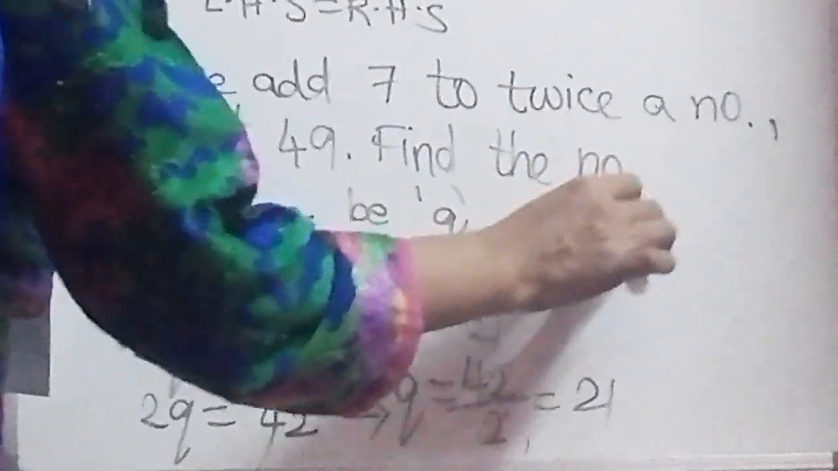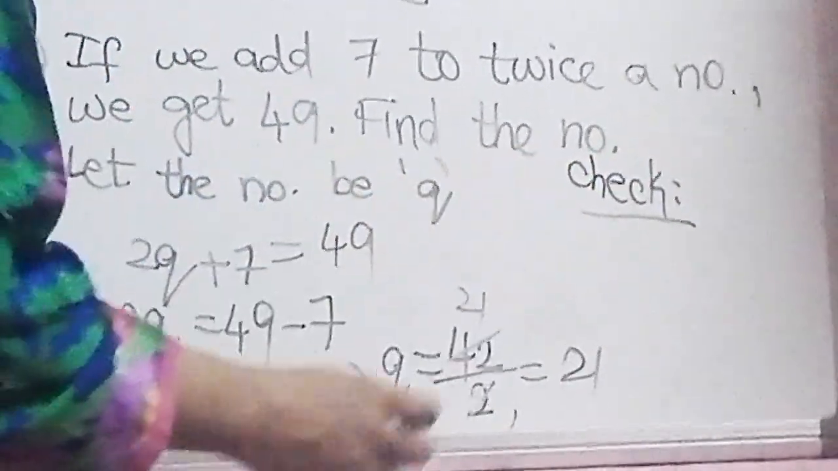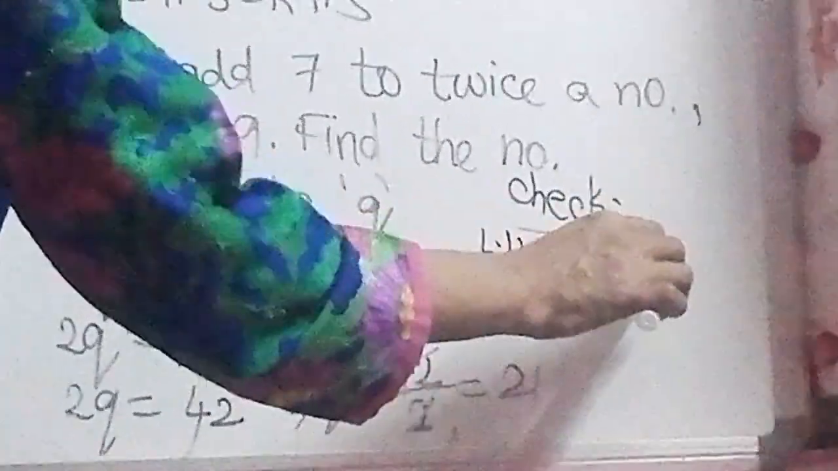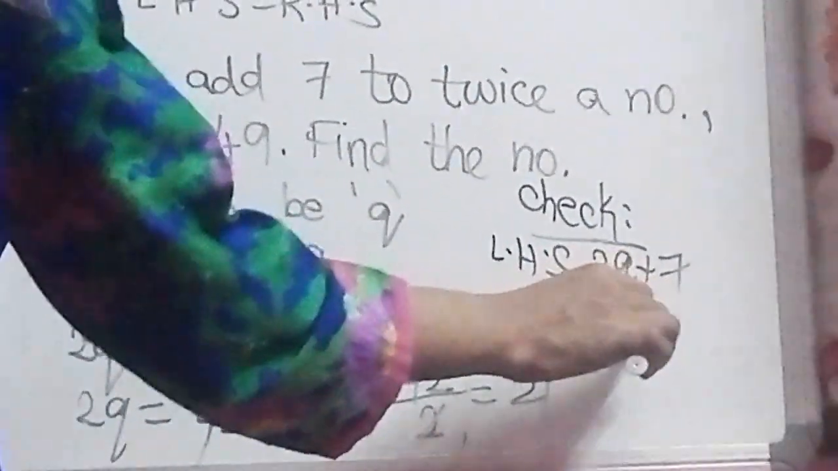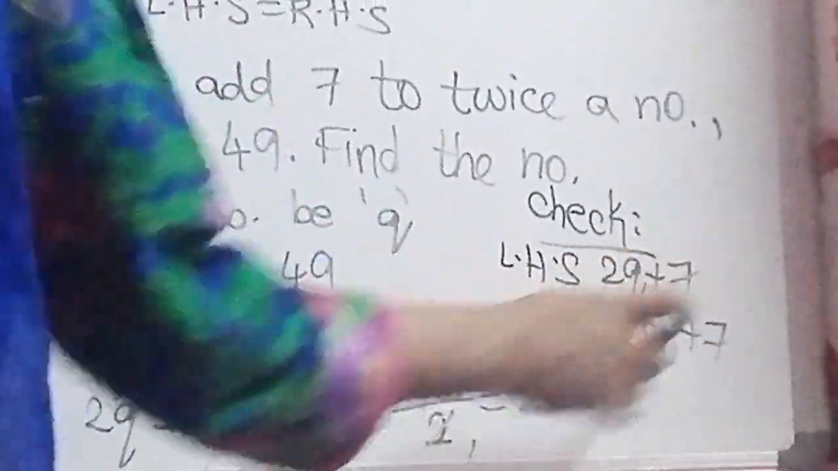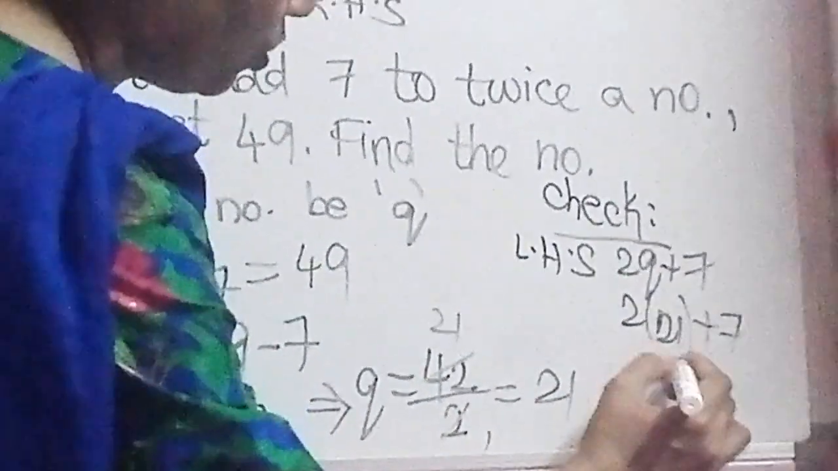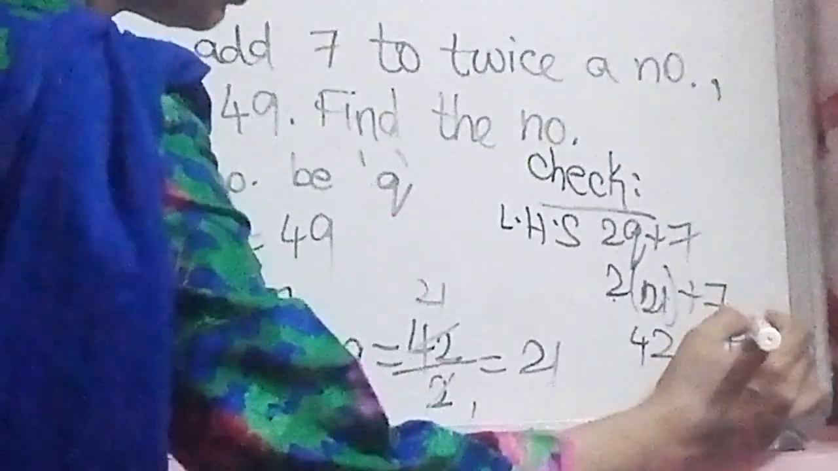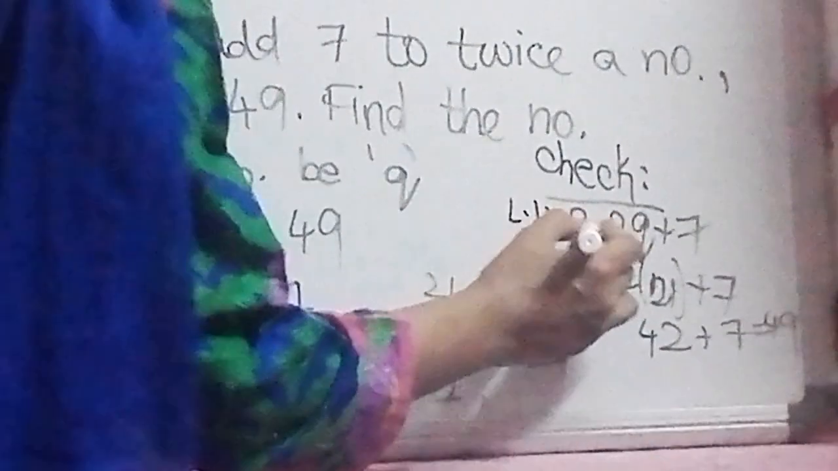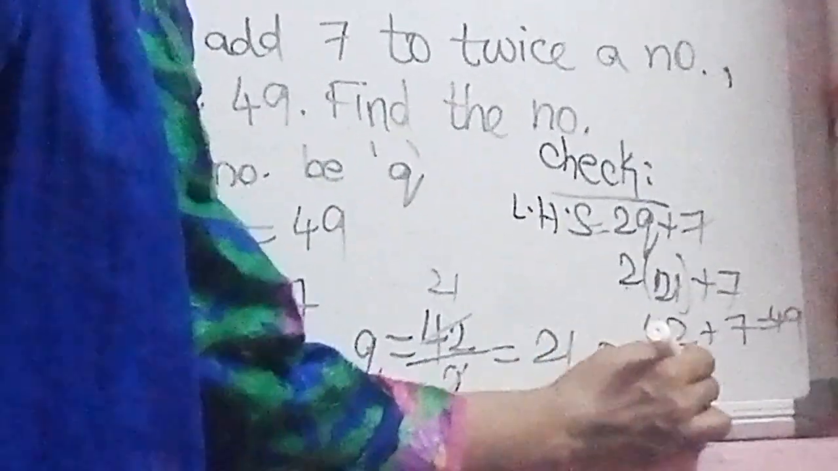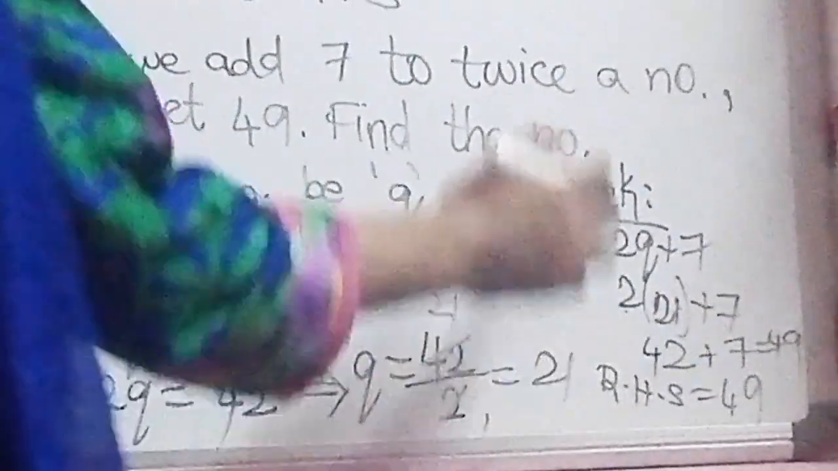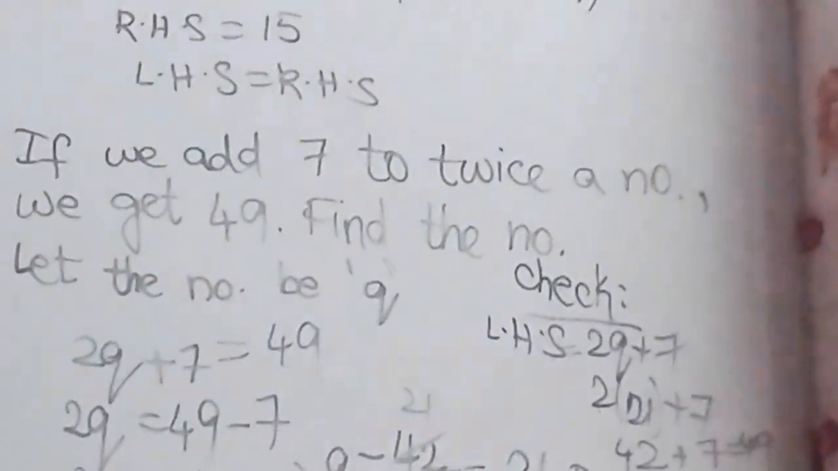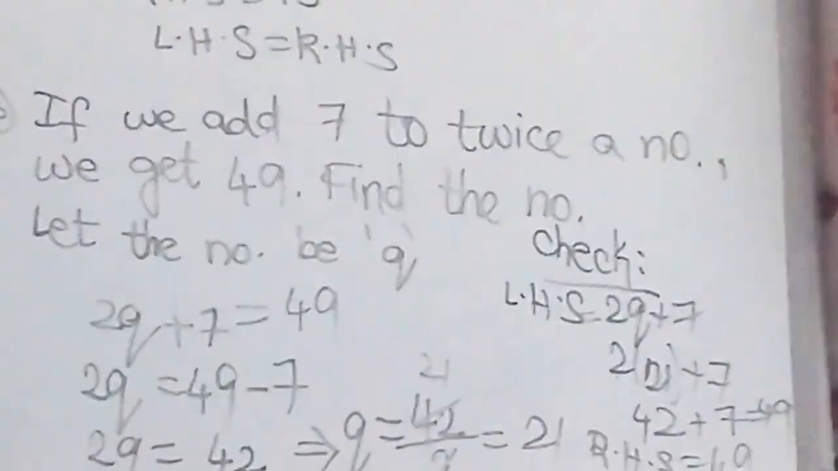Next do the fifth step, which is check. LHS: 2Q plus 7. 2 into 21 plus 7. 2 ones are 2. 2 twos are 4, plus 7. 2 plus 7 is 9 and it is 49. RHS is equal to 49. So here you see that LHS is equal to RHS. So the value of Q is 21.